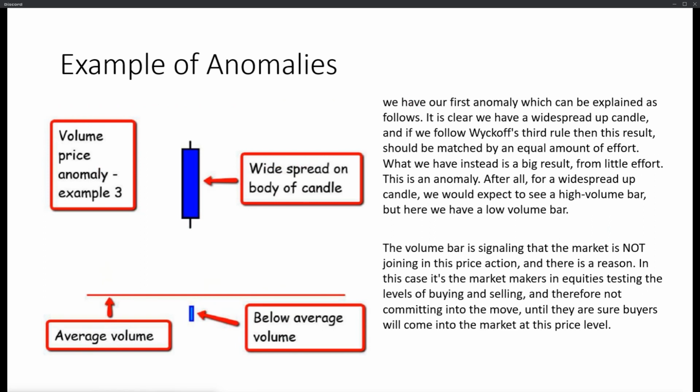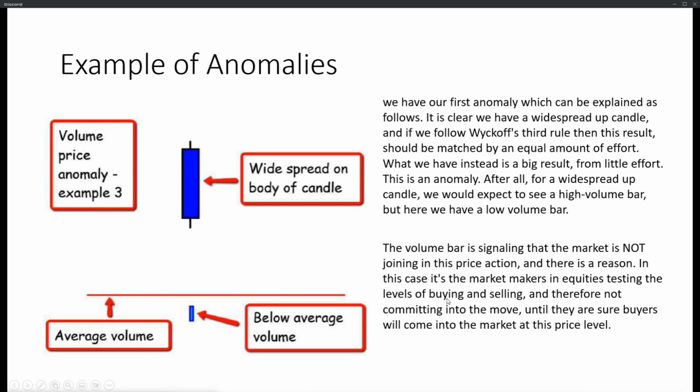Anomalies. So this is where we usually say, hey, we're going up, but there's not a lot of volume. So that's usually a bearish volume anomaly. Below average volume and the spread of the candle body is pretty large. So not a lot of effort, but the candle's big. So usually that tells you something. The big boys are not in this price action. So that's what it says here.